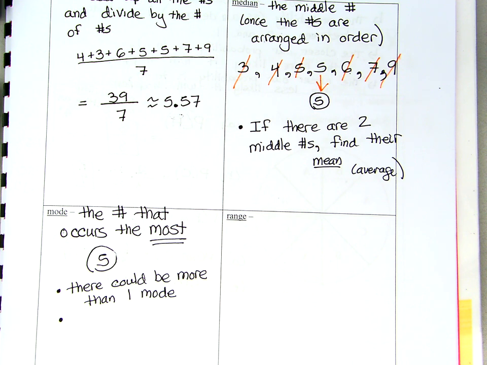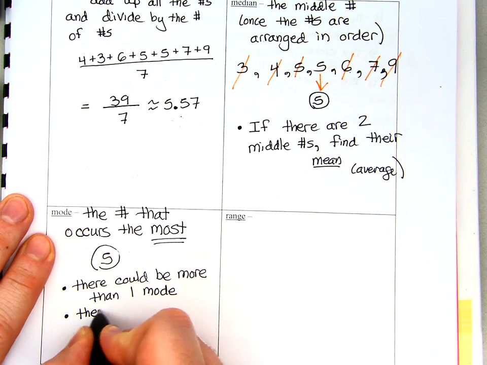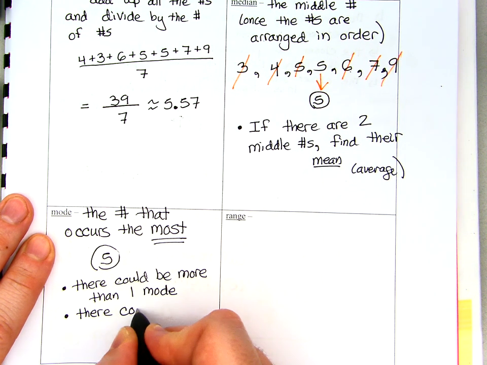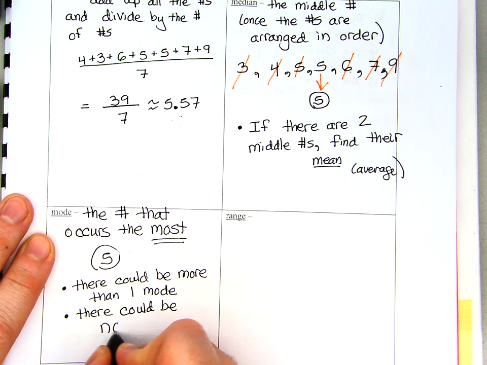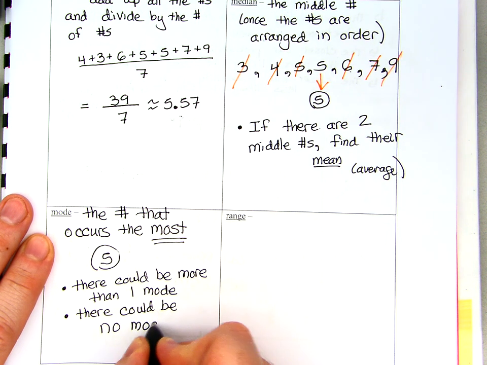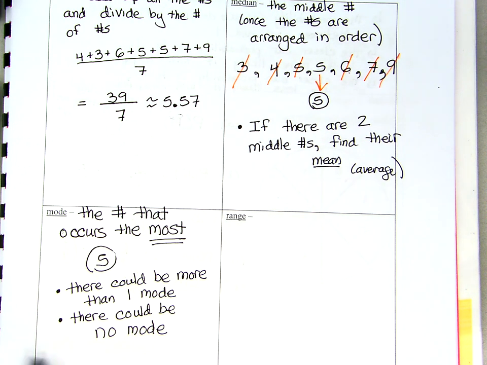Also, if all the numbers show up the same number of times, then there is no mode. There could be no mode. If all the numbers show up the same number of times, there is no mode. Make sure all of this is in your notes in the box for the mode.